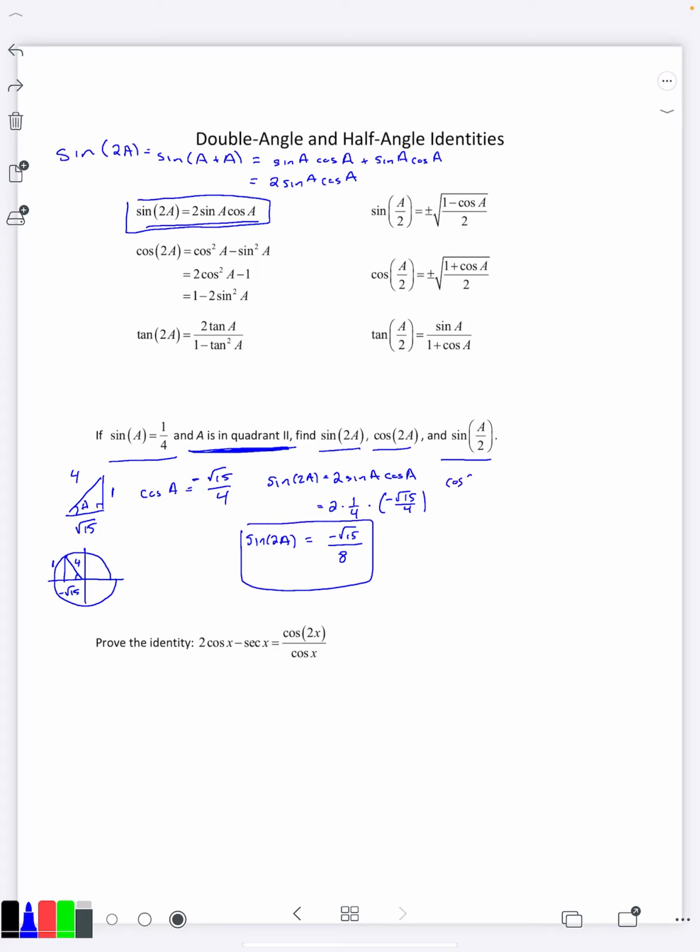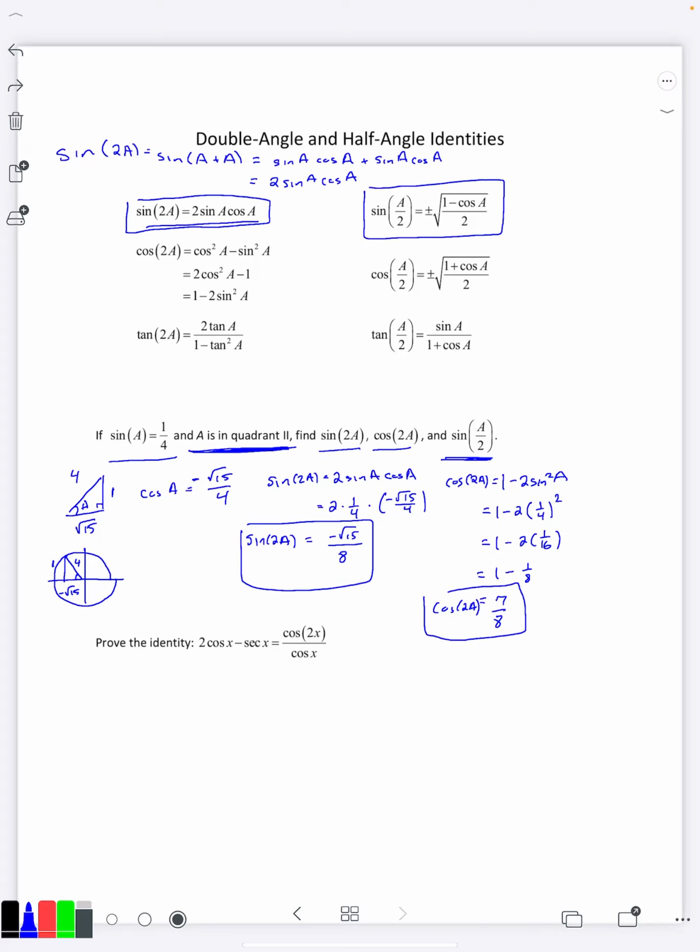If I want cosine of 2A, I can choose any one of those three formulas. I'm going to choose the third one. It's 1 minus 2 sine squared A. Sine of A itself is 1/4, so sine squared A is 1/4 squared. That's 1 minus 2 times 1/16. 1 minus 1/8 is 7/8 here. So that's cosine 2A. And the last one is sine of A over 2. That's this identity.